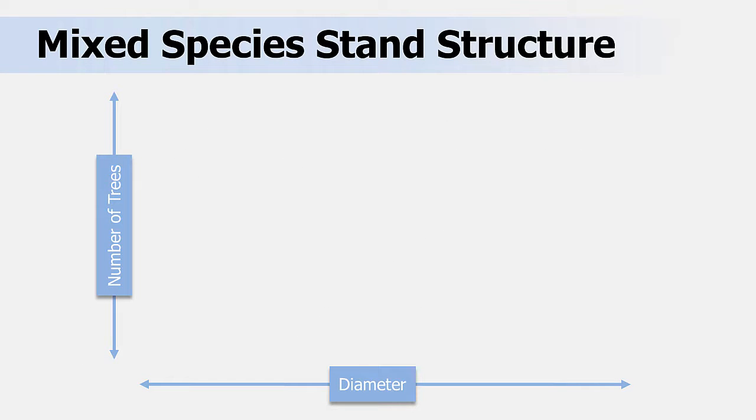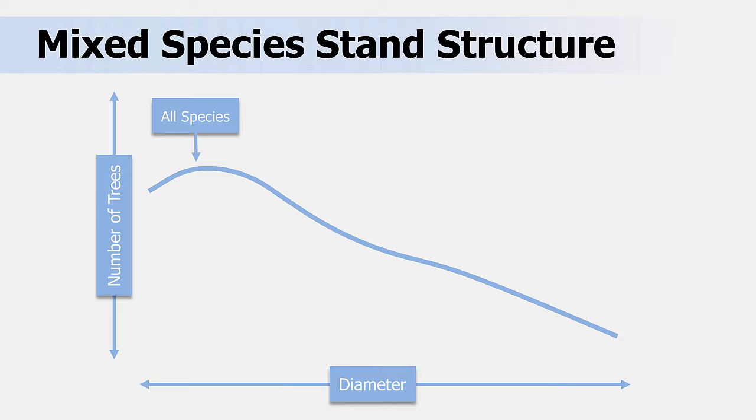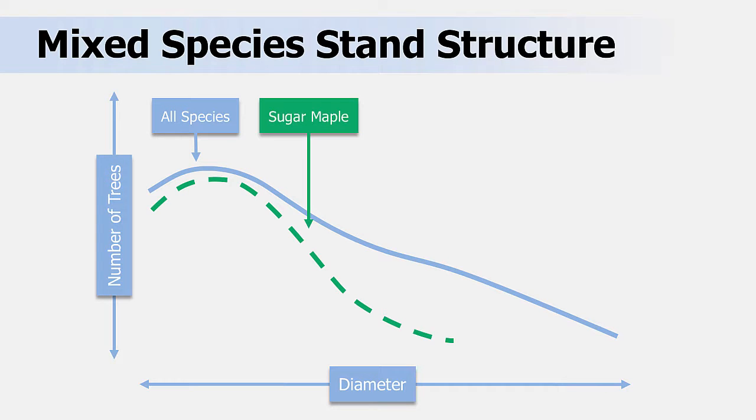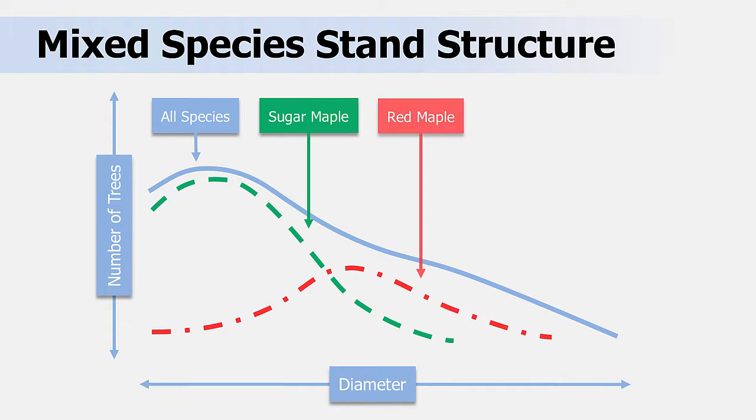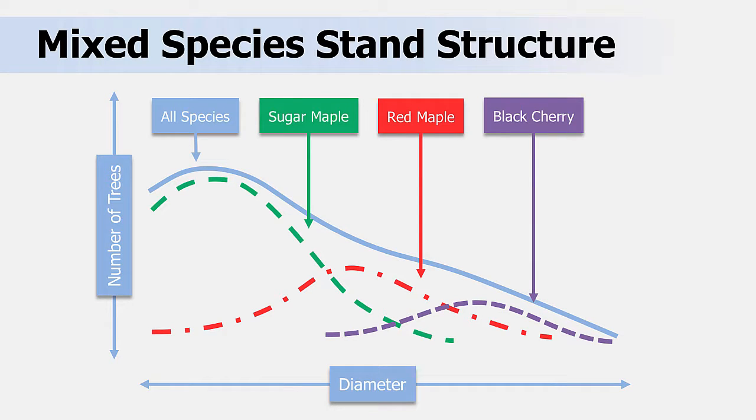In this graph, the single-species cutting model extends to a stand of mixed-species trees and shows how shade tolerance varies for three species. The diameter distribution of the trees in the stand is on the horizontal axis, and the number of trees in the stand is on the vertical axis. The blue line represents the sum of the three species curves. Let's look at the species individually. Sugar maple is very shade tolerant, and red maple is moderately shade tolerant. Black cherry is intolerant of shade.